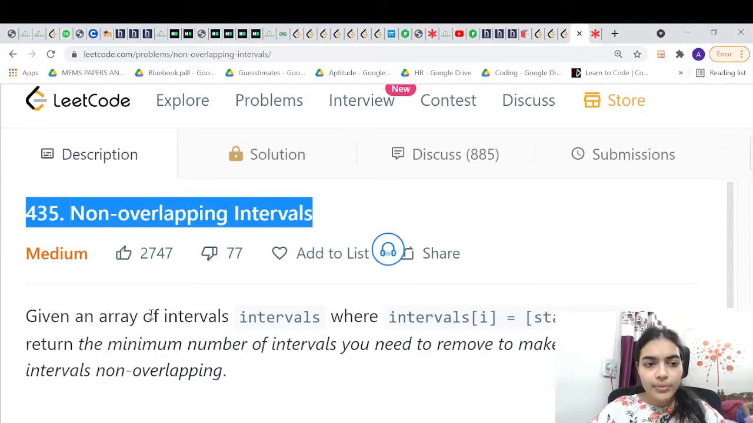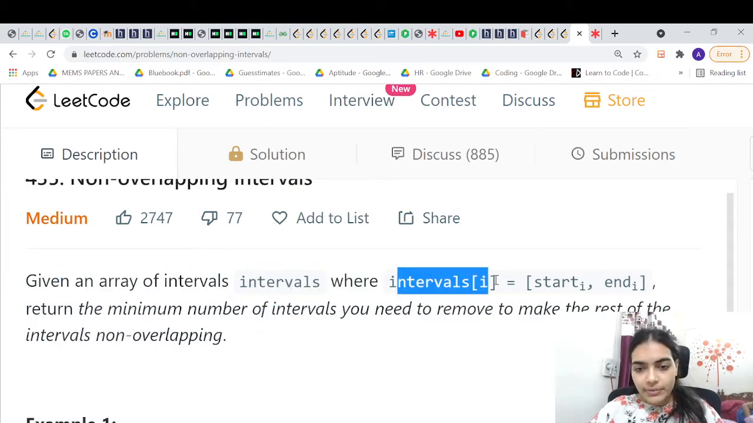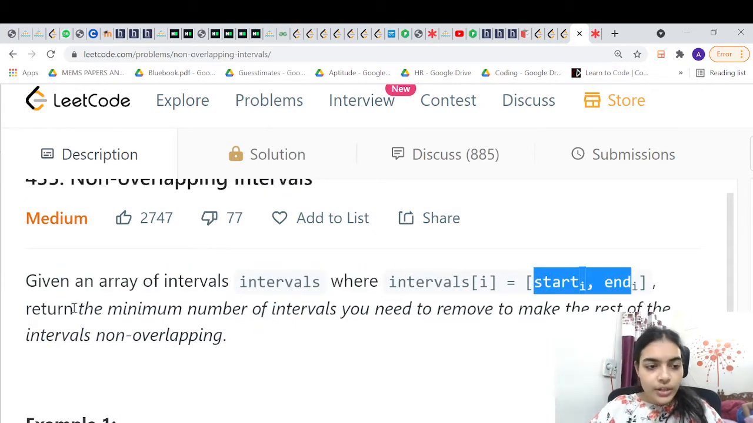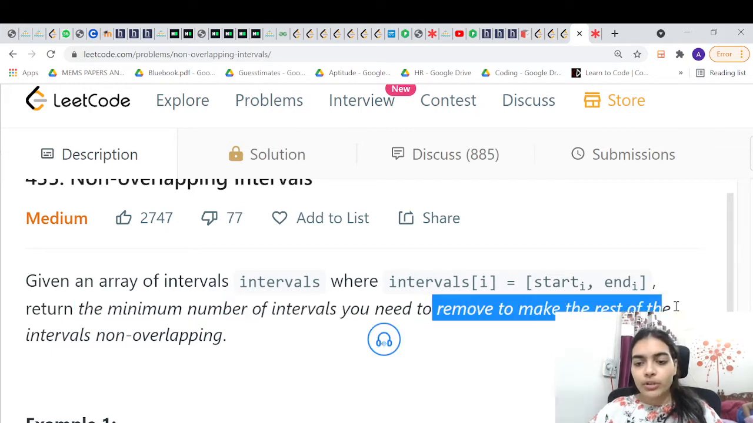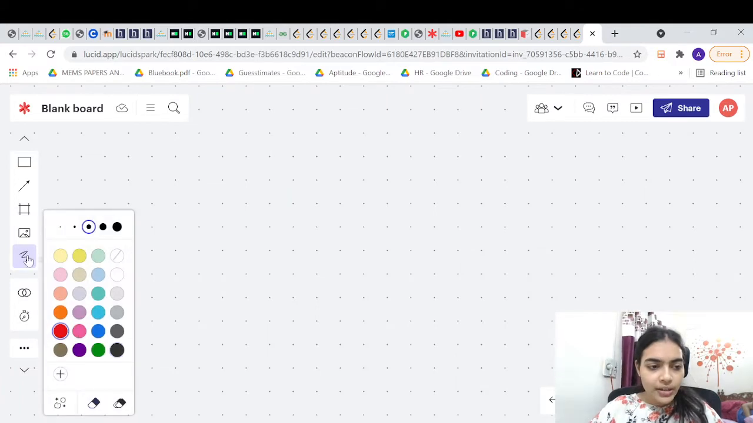Today we are going to do the problem called non-overlapping intervals. You are given an array of intervals where intervals[i] represents the start and end points. You have to return the minimum number of intervals you need to remove to make the rest of the intervals non-overlapping. Let's take some examples to consider this.